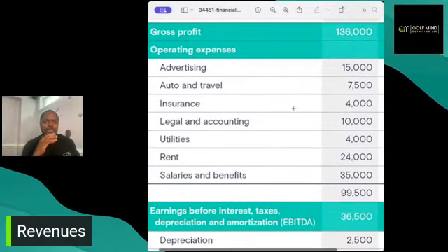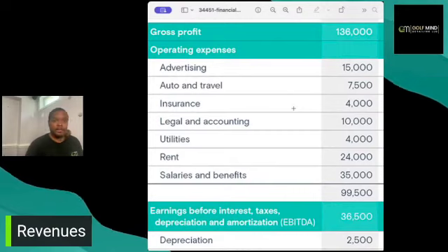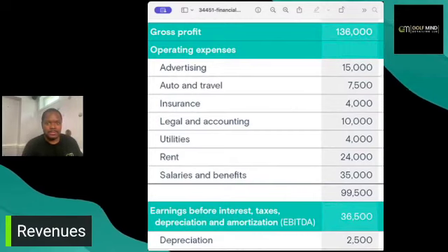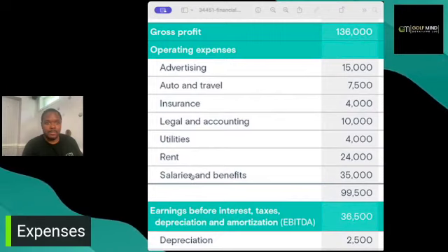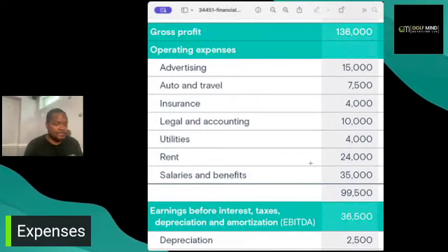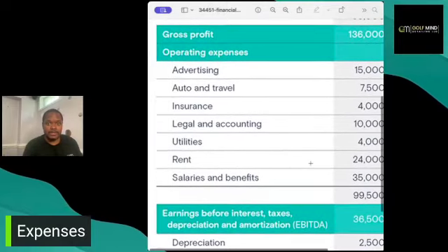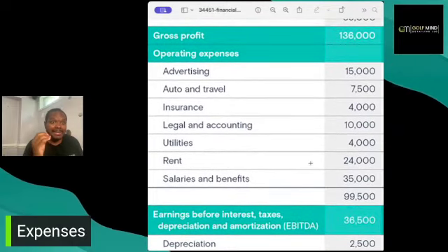All right, so now it talks about operating expenses. Operating expenses, what's this? Now let's go into expenses. These are the expenses of this company, just as we see: the money that goes out.